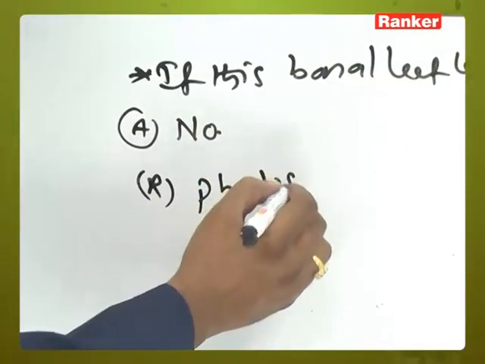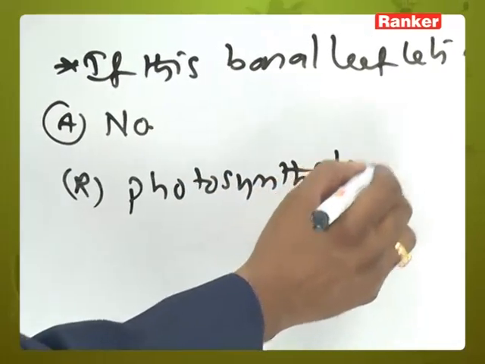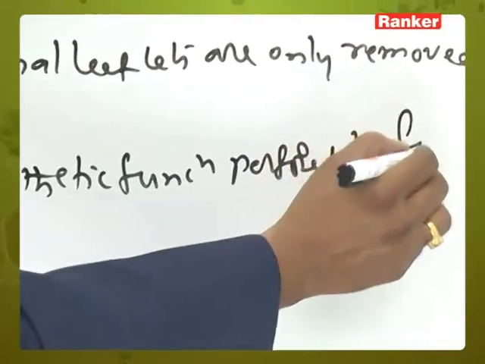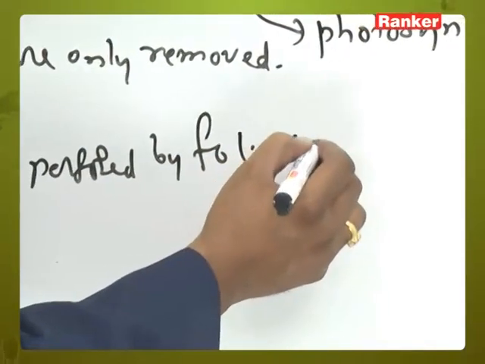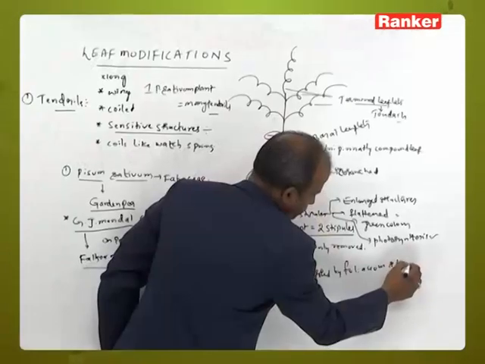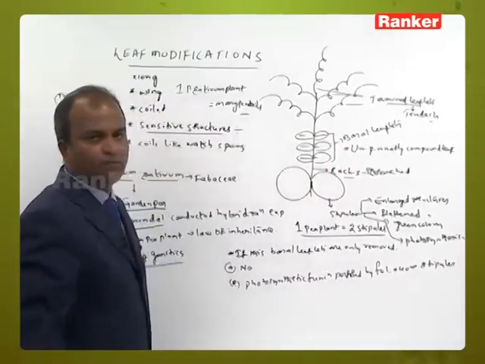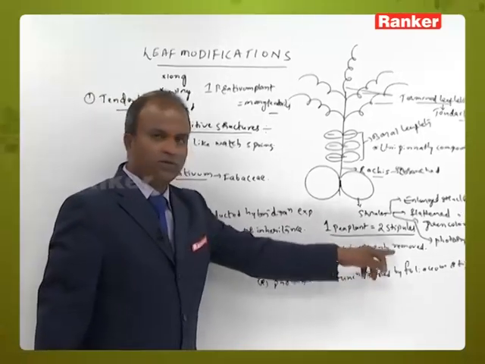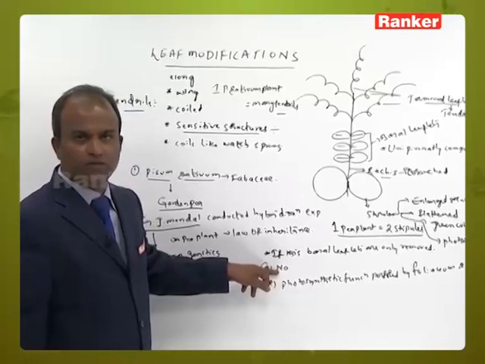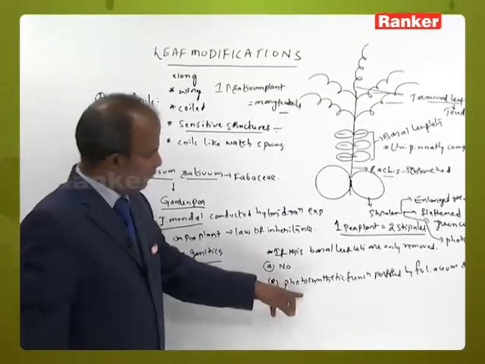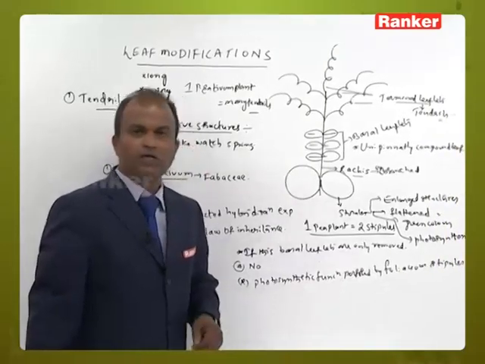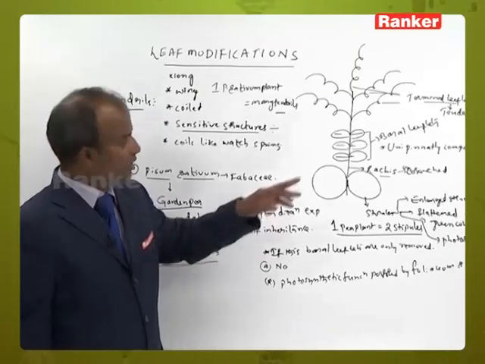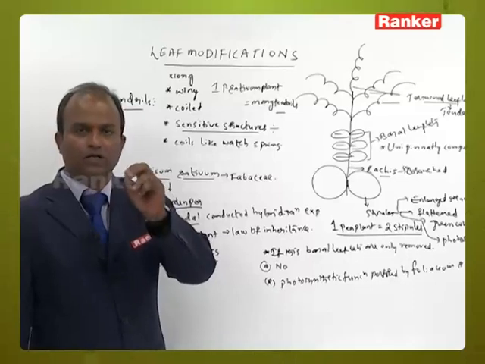Reason: the photosynthetic function is performed by foliaceous stipules. That means if only the basal leaflets are removed, will this plant undergo death? No. Why? Because the photosynthetic function is performed by foliaceous stipules, and they can prepare their own food material and supply it even in the absence of basal leaflets.